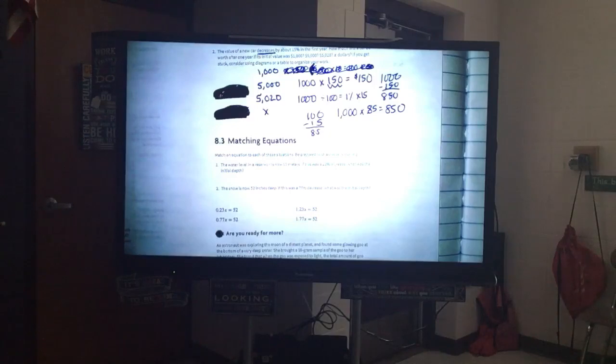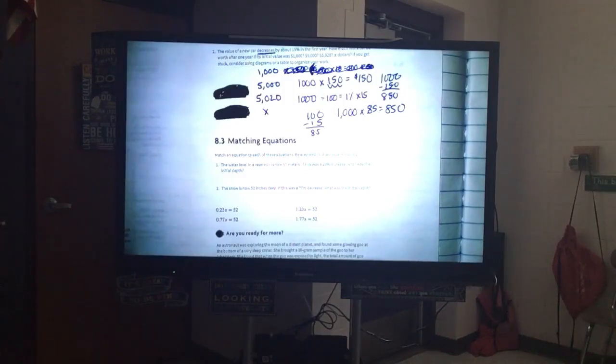I did something similar to that. What's on your paper? Instead of doing 1,000 times 0.85, I just added a 0 and got 850. True. Since you have one left. Okay, that's fine, but then how does that work for 5,000?